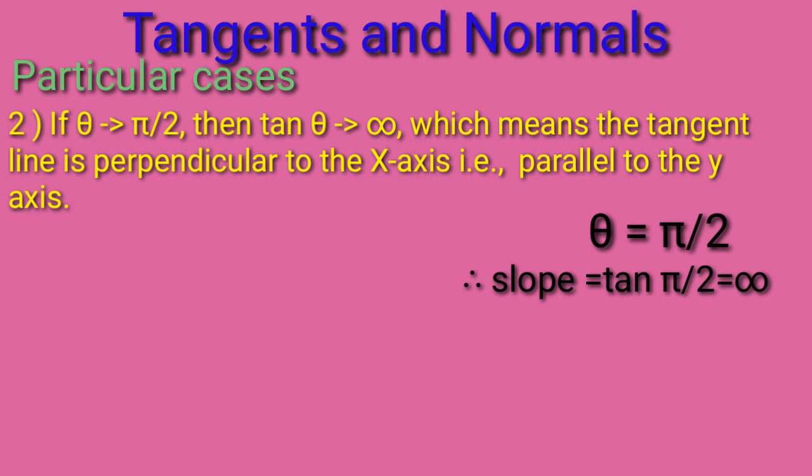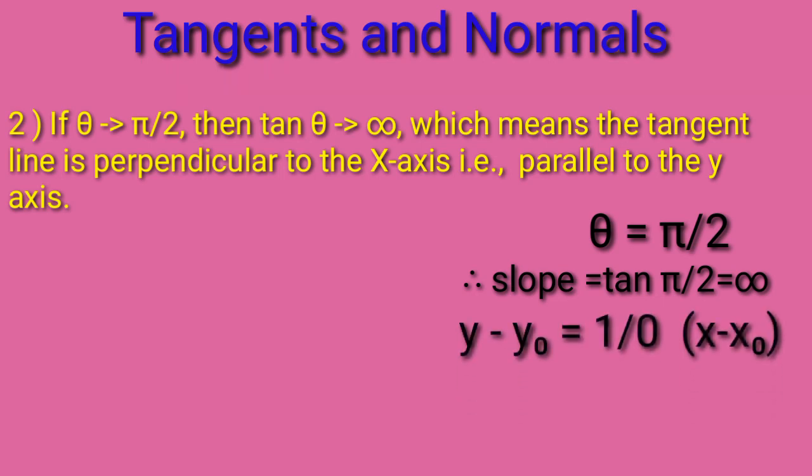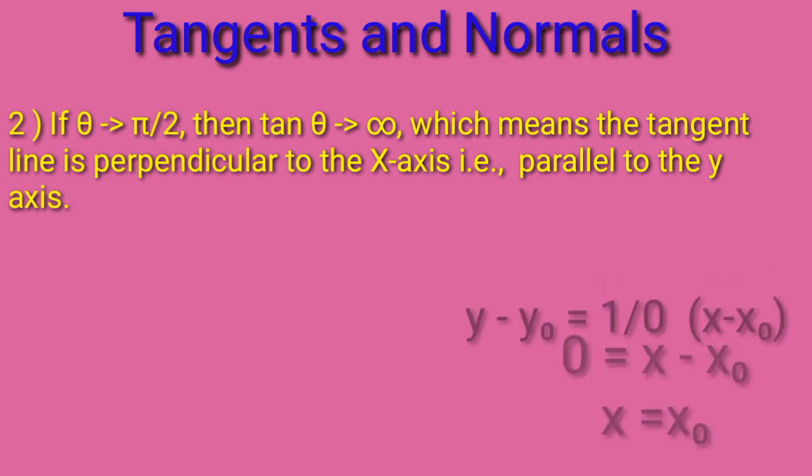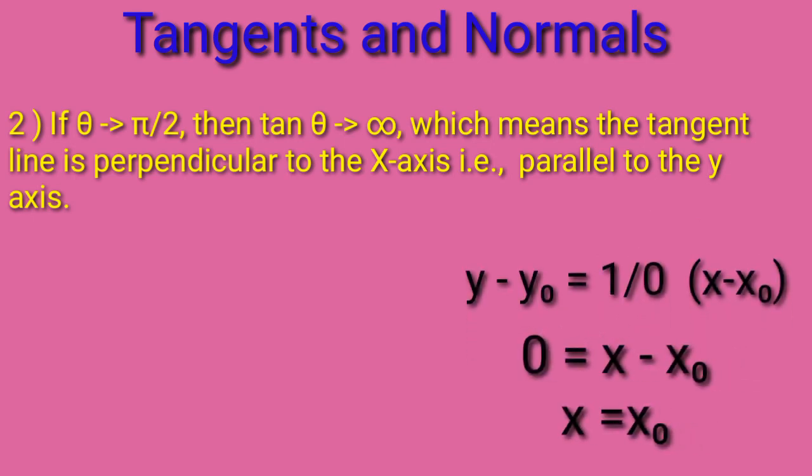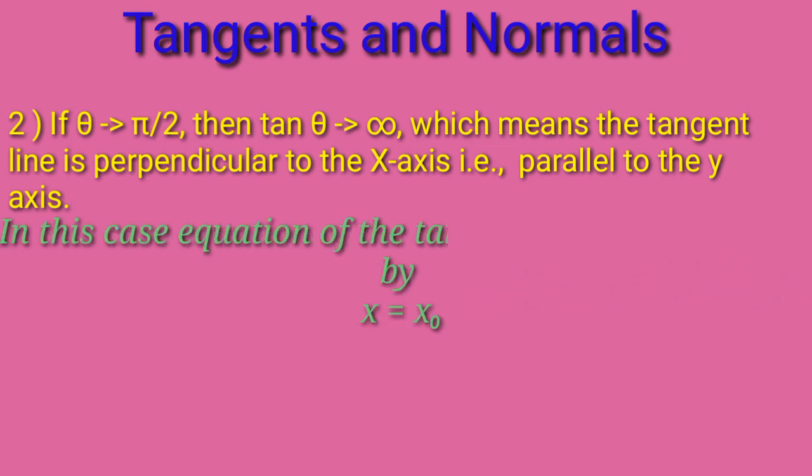In this case, the equation of the tangent becomes, y minus y naught is equal to the slope. Slope is infinity, so we can write infinity as 1 by 0. 1 by 0 is infinity. y minus y naught is equal to m into x minus x naught. So multiply by 0 here, so this term becomes 0. So 0 is equal to x minus x naught, so x is equal to x naught. That is, if theta is pi by 2, or the tangent line is perpendicular to the x-axis, then the equation of the tangent at the point (x naught, y naught) is x is equal to x naught.